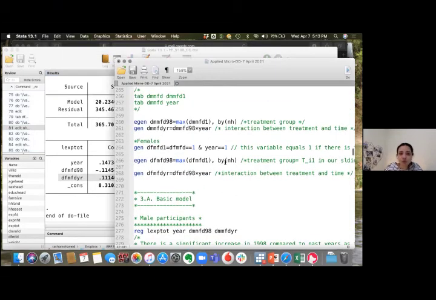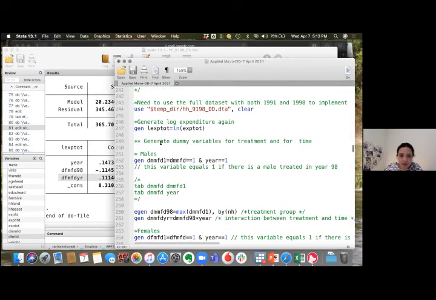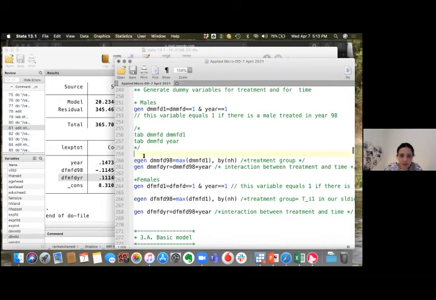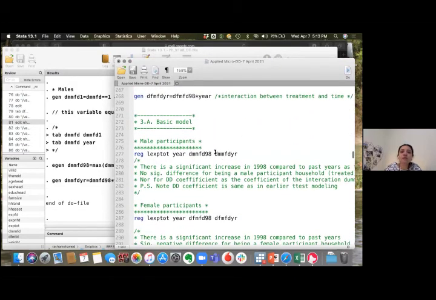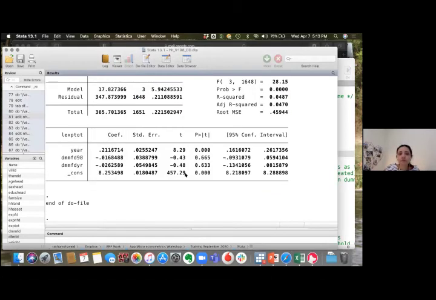Let me show it to you for male. I will just create the variables for male as well and run the same regression for male. You remember we found no significant difference between the average change in expenditure for those who have a male participant and those who have no male participant. Let's see if it will be the same case.